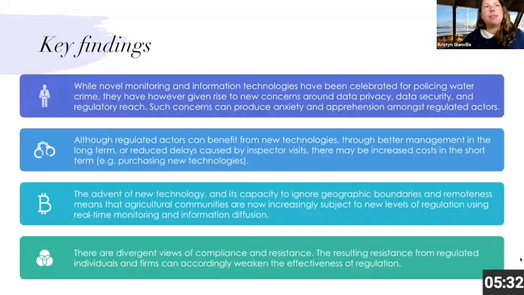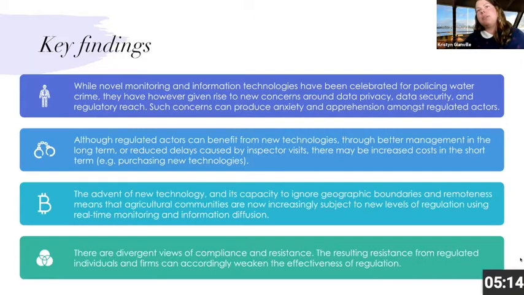Next slide, please. So what are some of the preliminary findings from the surveys and research to date? We've found that improving metering and technology around water use can help regulators address the lack of data for detecting or enforcing water crime.